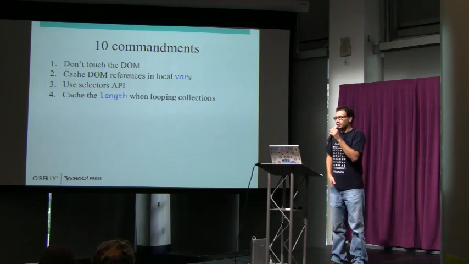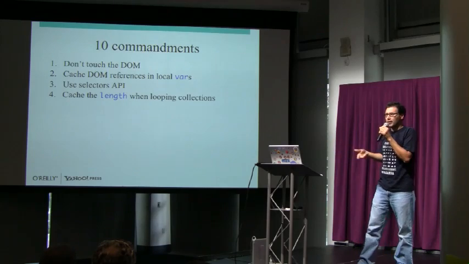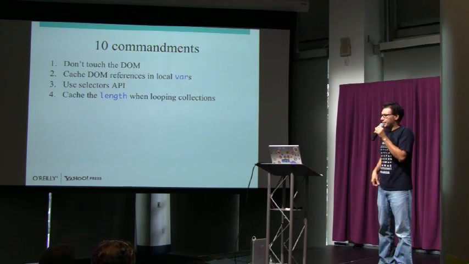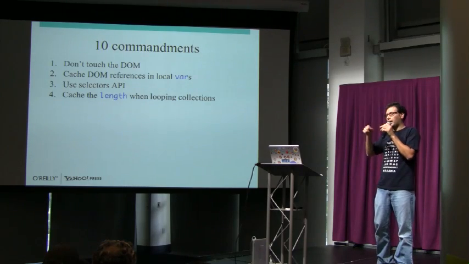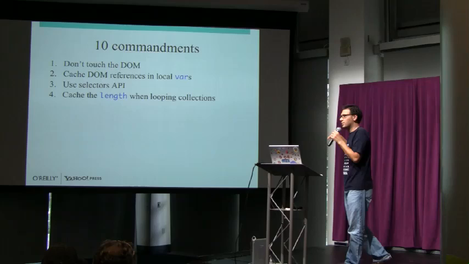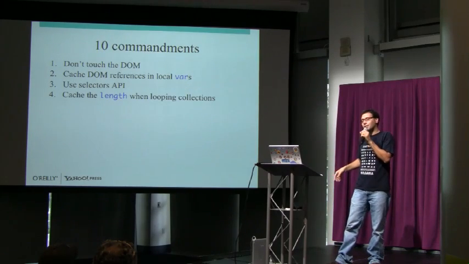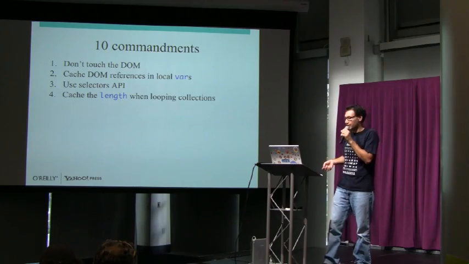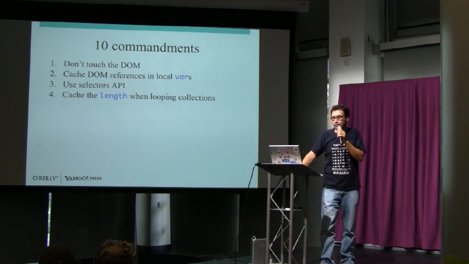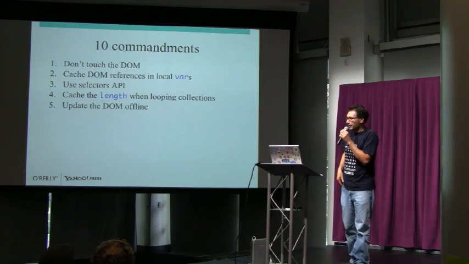Caching the length for collections. When you do document.getElementsByTagName, this is an HTML collection. So when you loop through that and check if i is less than the length of the collection, because it's a live collection, it has to check the document every time. When you cache it before the loop, it only executes once, and it's, again, 200, 300 times, depending on the browser, faster.